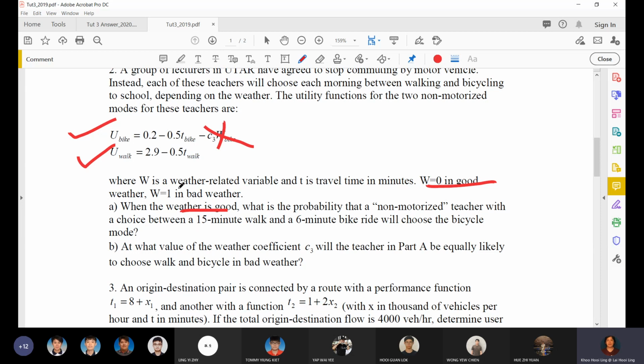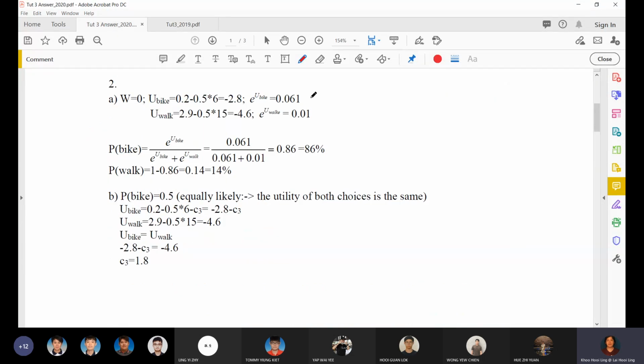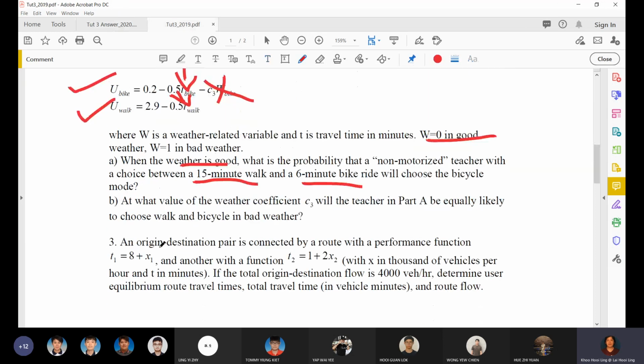We wanted to know how much is the probability. Walking, 15 minutes, right? Biking, 6 minutes. So you plug in these equations, this is what you got. You got the utility for biking, you got the utility for walking. Then you calculate the probability of biking and walking based on the logit model. So you calculated. For biking, you get 86%. For walking, you get 14%. So this is what you have. Right? Okay, then part B.